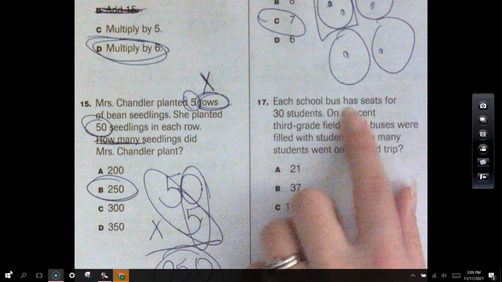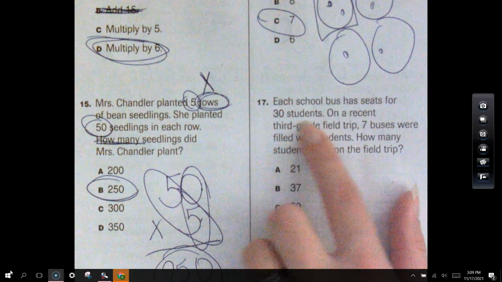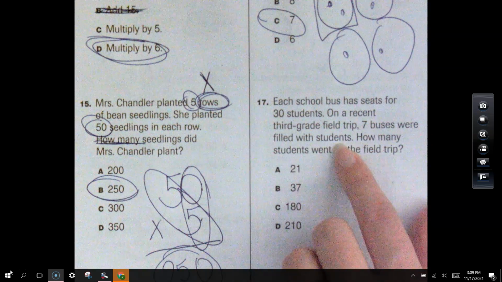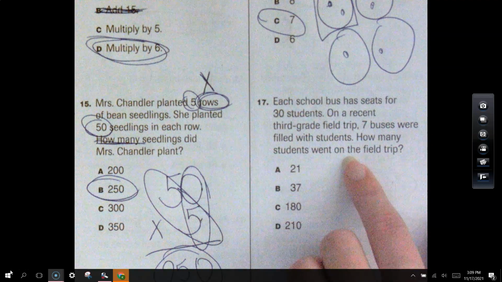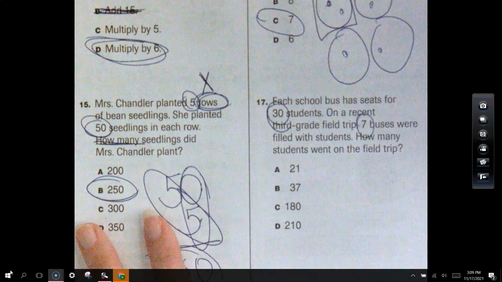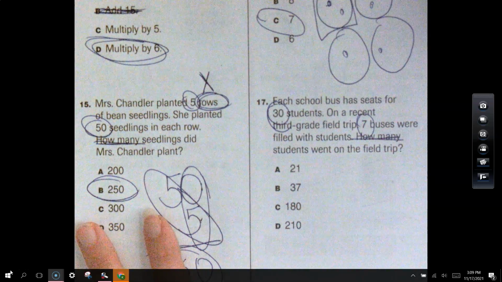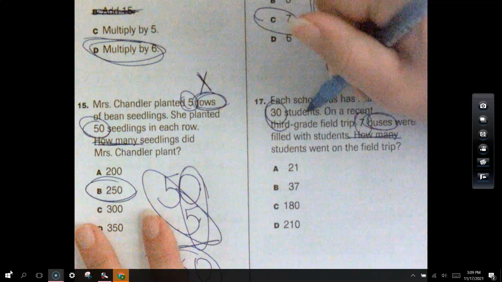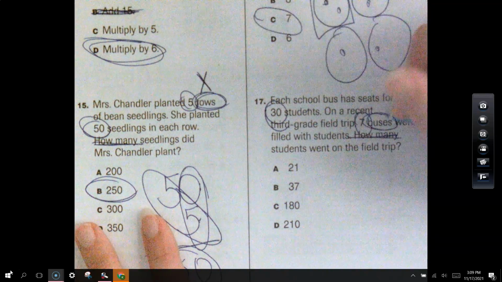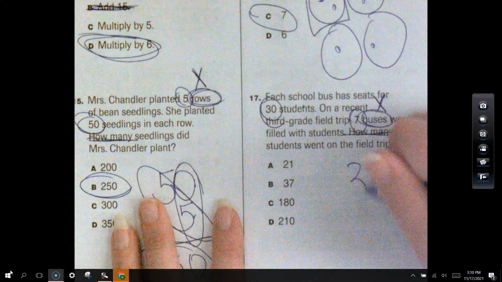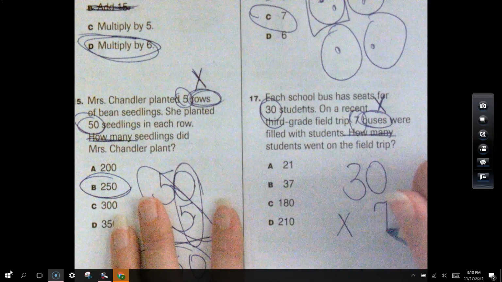Each school bus has seats for 30 students. On a recent 3rd grade field trip, 7 buses were filled with students. How many students went on the field trip? I see a 30 and I see a 7. I also see the words how many. Well, that's not super helpful. But I do see the word buses. I would put the students in the buses. Therefore, buses is multiplication. So 30 times 7.